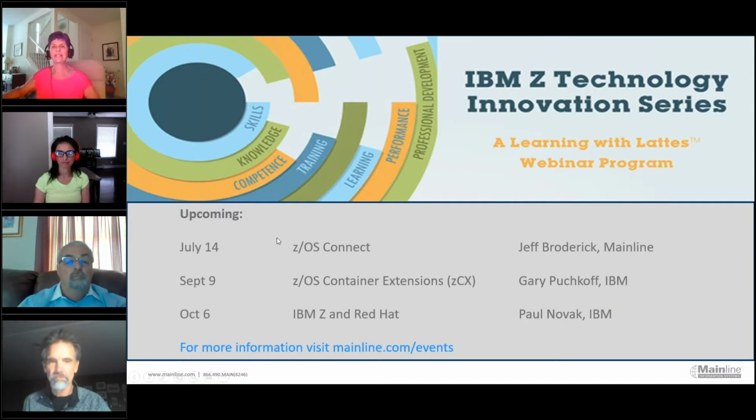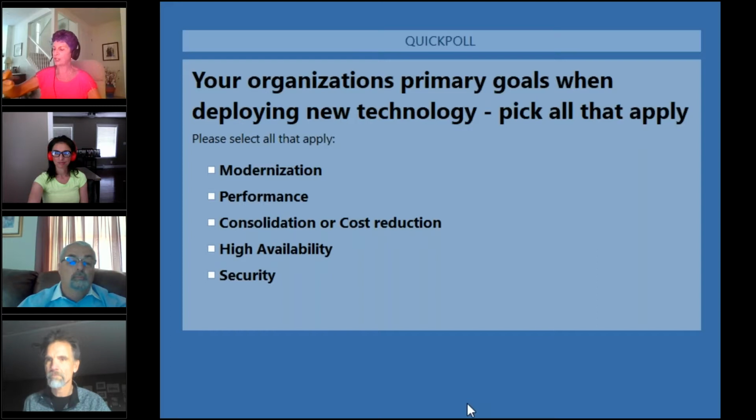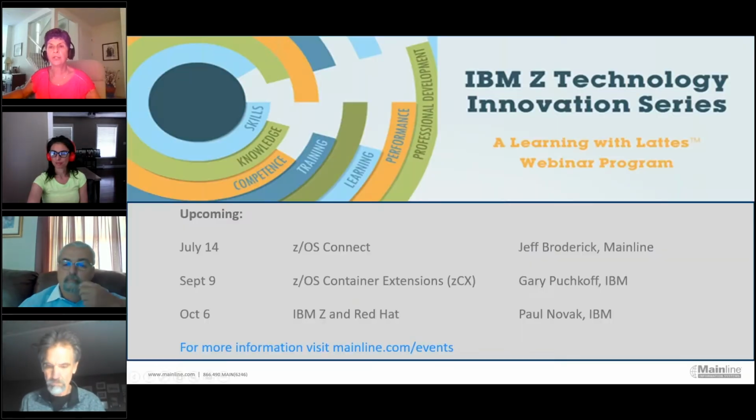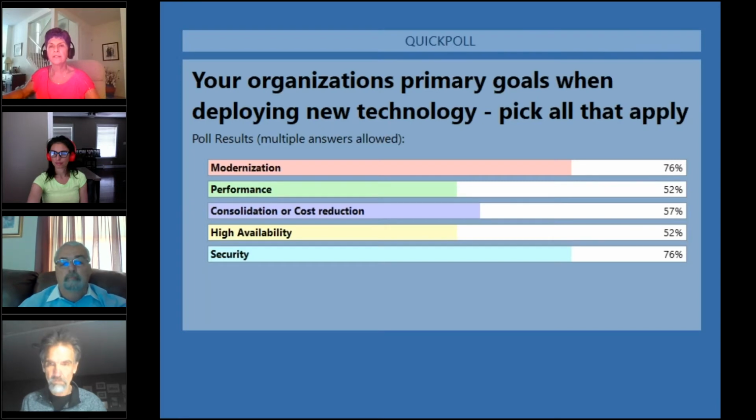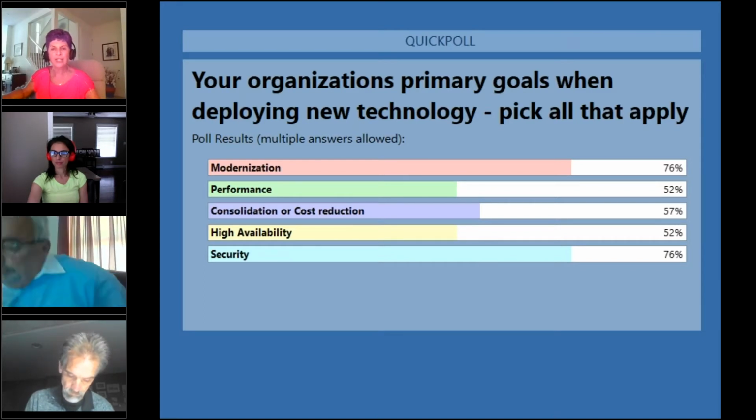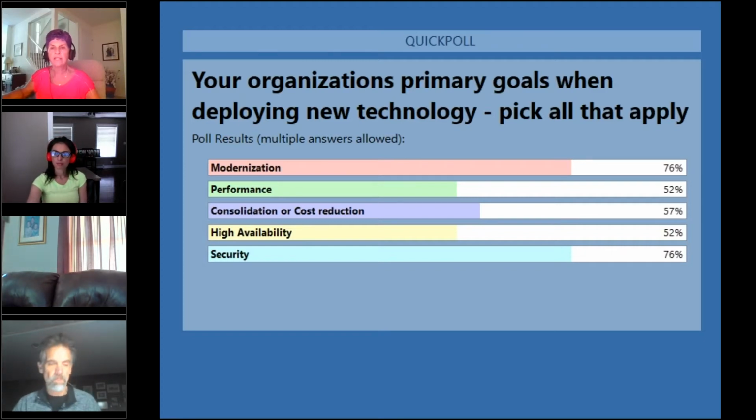All right, so we would like to know about your organization's goals for using new technology. All right, this is interesting. Let me just share this out so everybody can see this. So this is what you all said. Modernization is pretty much tied with security when I hit the end button. So modernization and security are the top primary goals, it looks like, followed by consolidation or cost reduction, and then of course performance and high availability. So thank you. Thanks for sharing that.